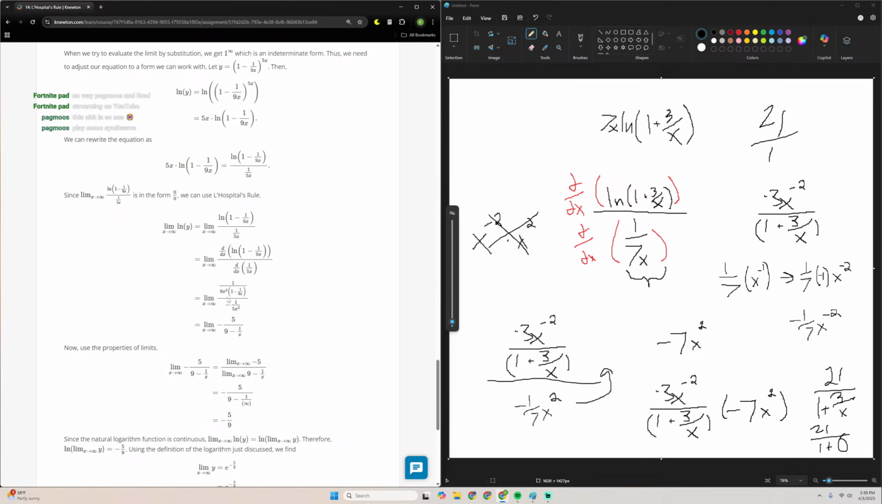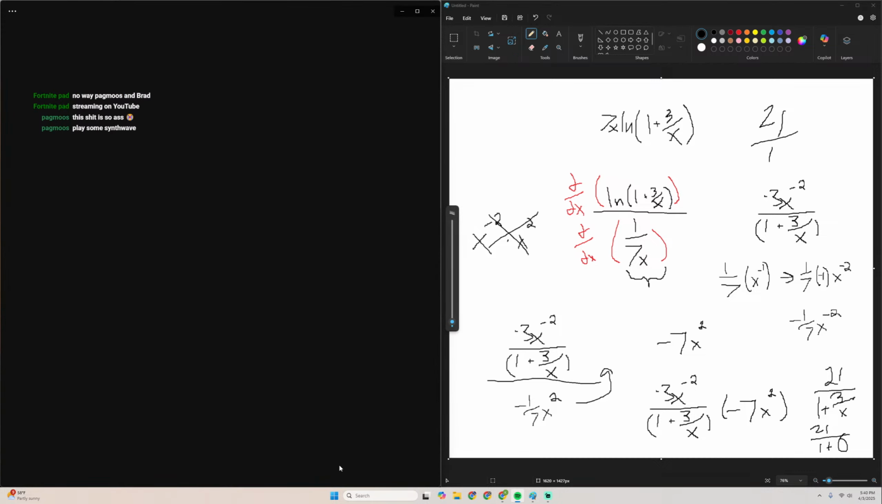1 over 3x. 1 over 3x. Why is it being multiplied by this right here? I thought it was negative 3 over 1. Okay. This sound is way too loud, dude.